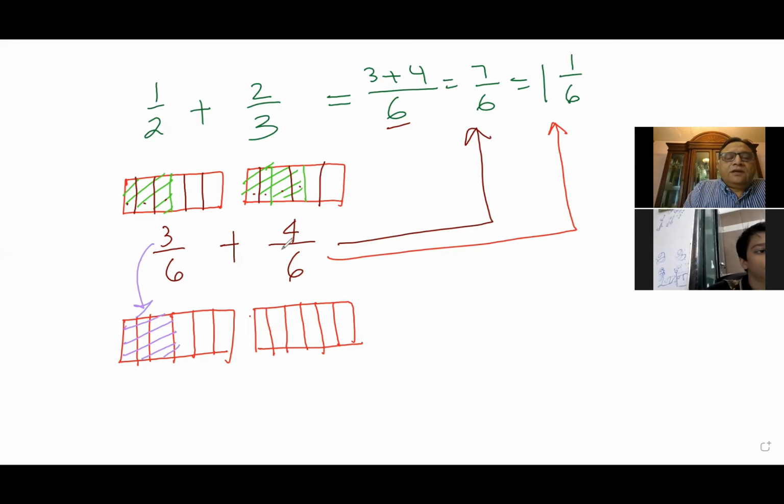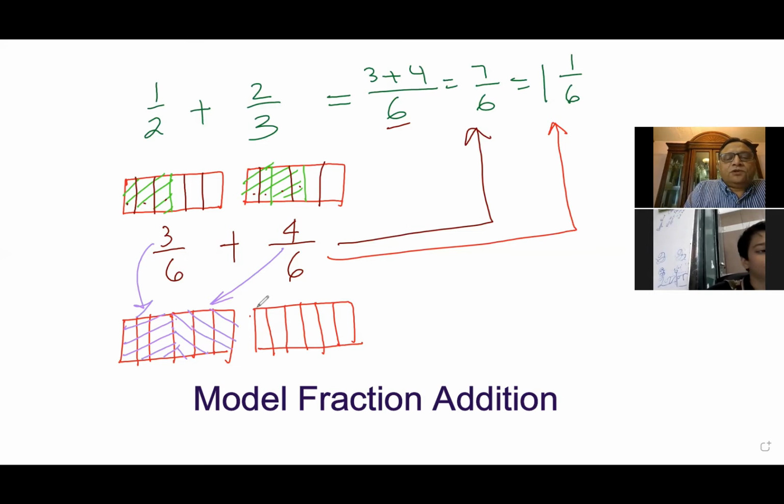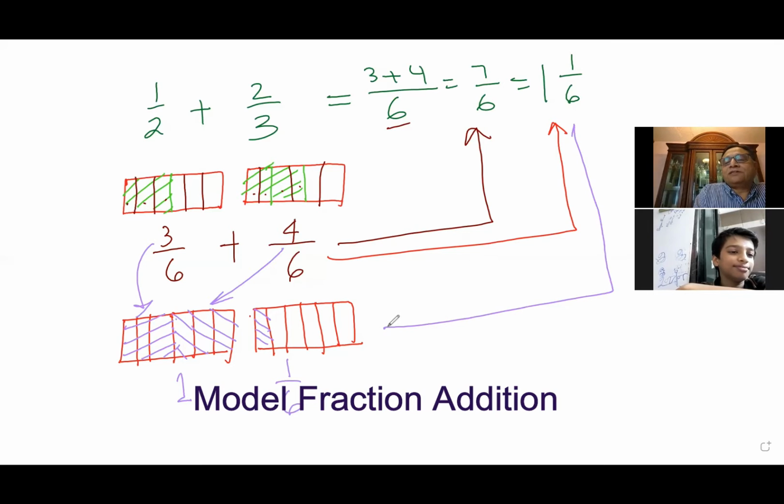And now we have to color 4. So we have only 3 here. Do you see that? We have only 3 here, right? So to color the fourth one, I have to engage the next one. Do you see that? So you see, we have 1 whole and we have 1 out of 6. That explains the mixed number.